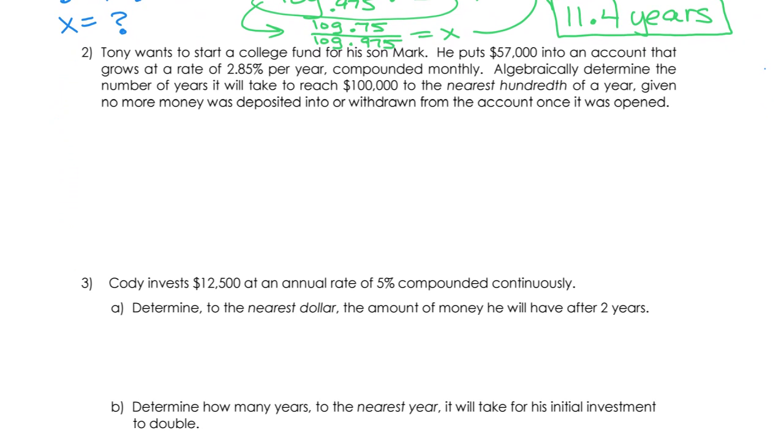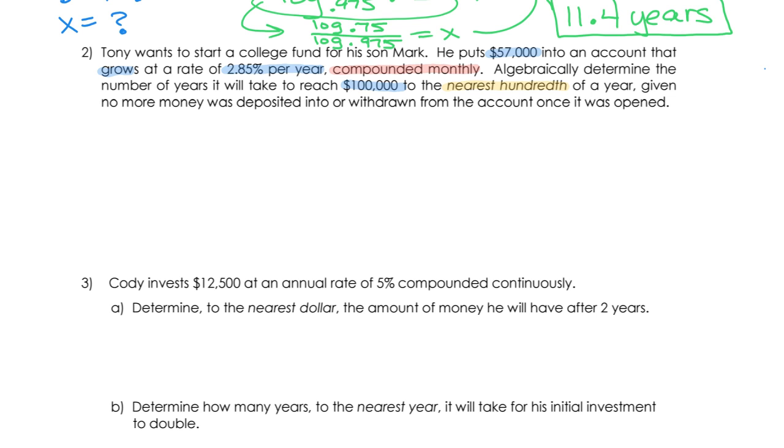Tony wants to start a college fund for his son Mark. He puts $57,000 into an account that grows at a rate of 2.85% per year, compounded monthly. Algebraically, determine the number of years it will take to reach $100,000 to the nearest hundredth of a year, given no more money was deposited into or withdrawn from the account once it was opened.